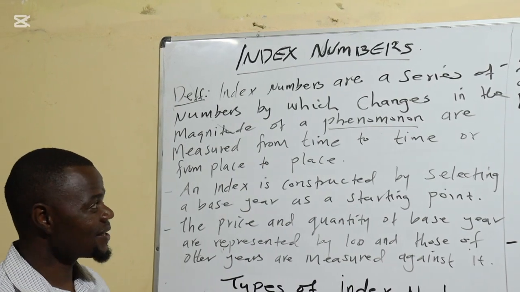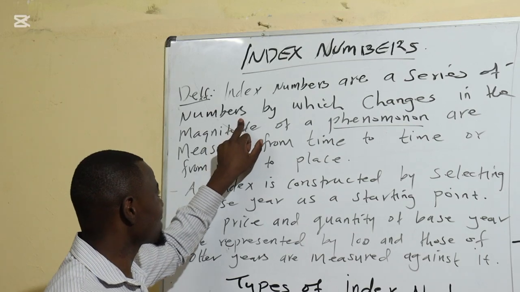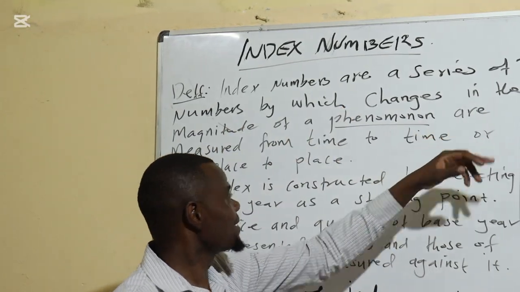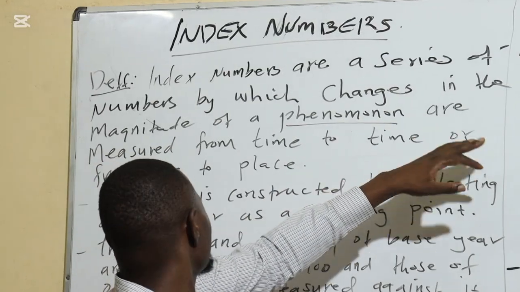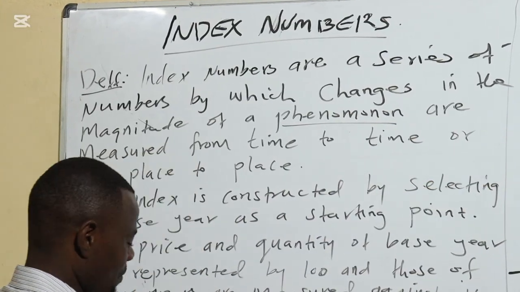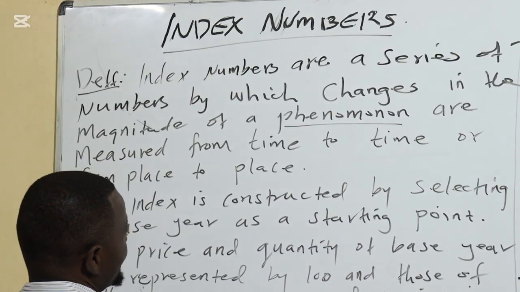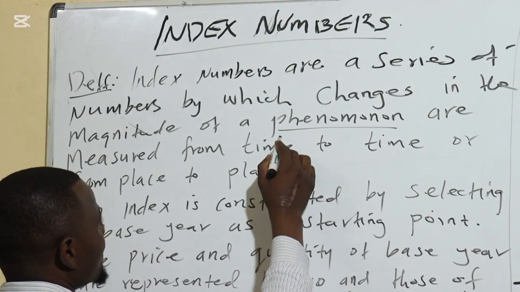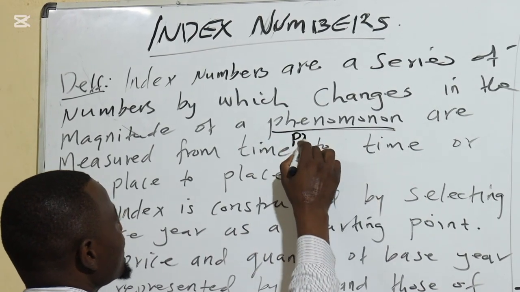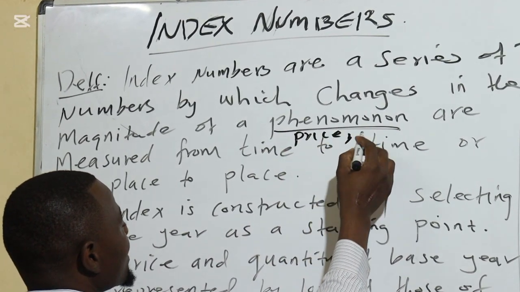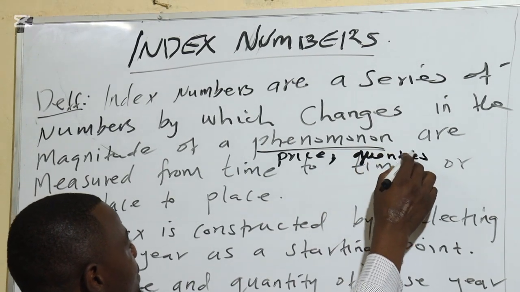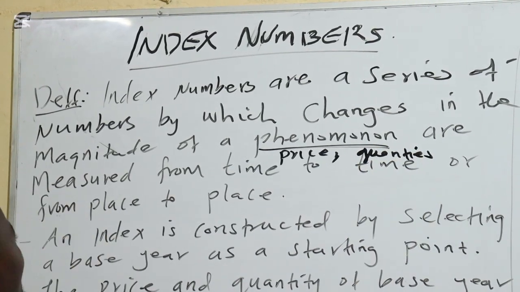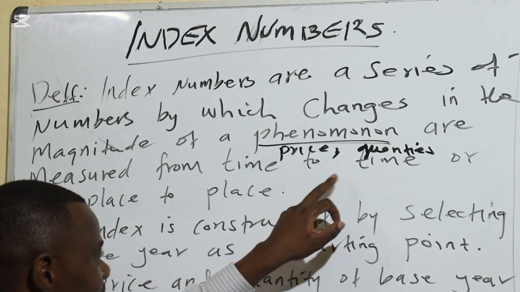Index numbers are just a series of numbers by which changes in the magnitude of a phenomenon are measured. When I talk of a phenomenon here, we are going to look at things like the price of commodities. We can look at the quantity of commodities. The quantities of commodities are measured from time to time.